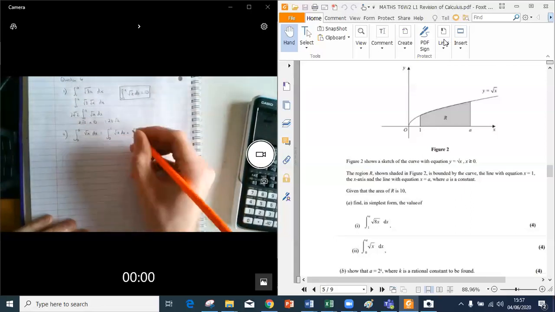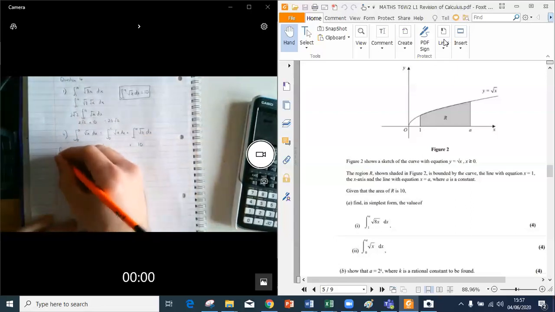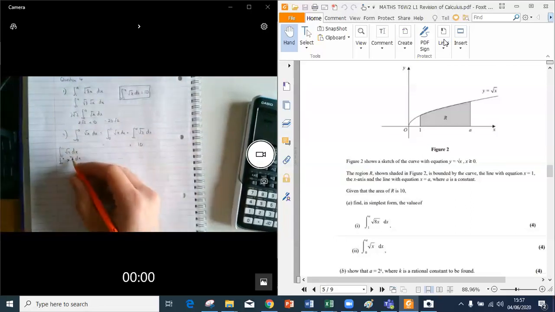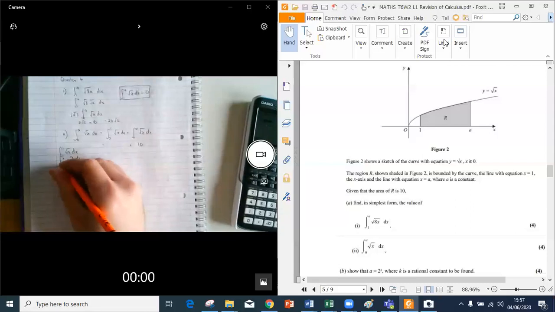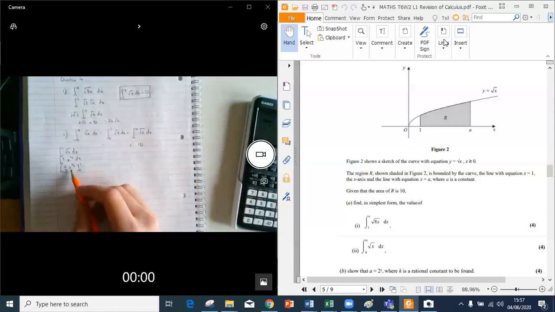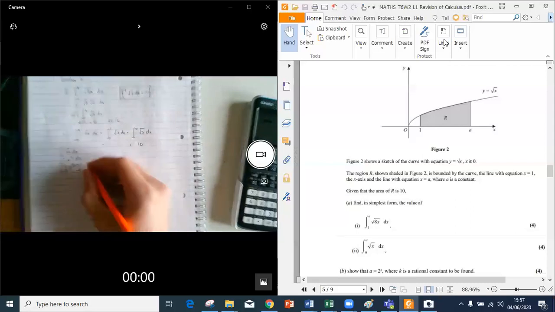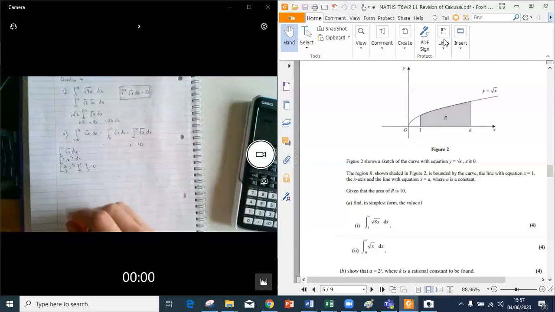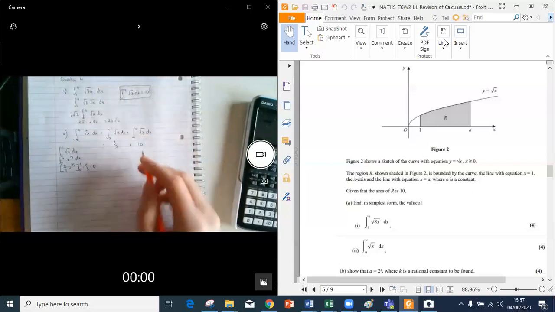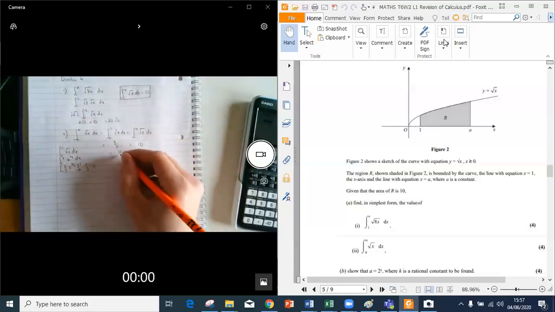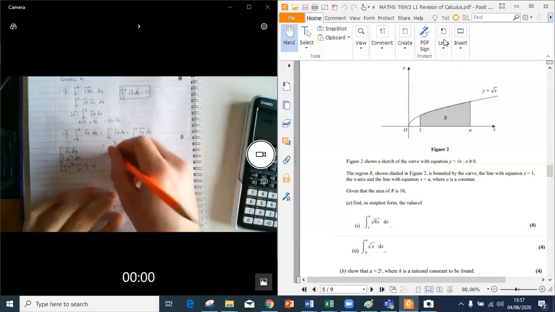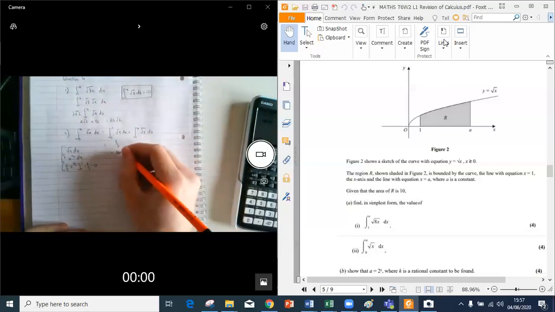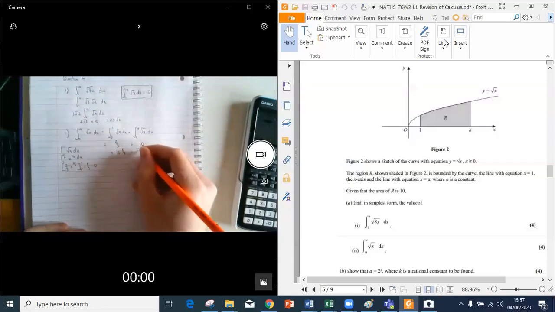If I do this at the side, so root x dx, well, that's x to the power of a half. So add 1 to the power gives me 3 over 2. Divide by the power gives me 2/3 x to the 3 over 2, between 0 and 1. Sub in the first one first. So sub in 1, I just get 2/3. Take away sub in 0, I just get 0. So it's just 2/3. So it's 2/3 and 10, which gives me 10 and 2/3 as a mixed number. Although if you hate mixed numbers like me, then you can write it as 32 over 3.